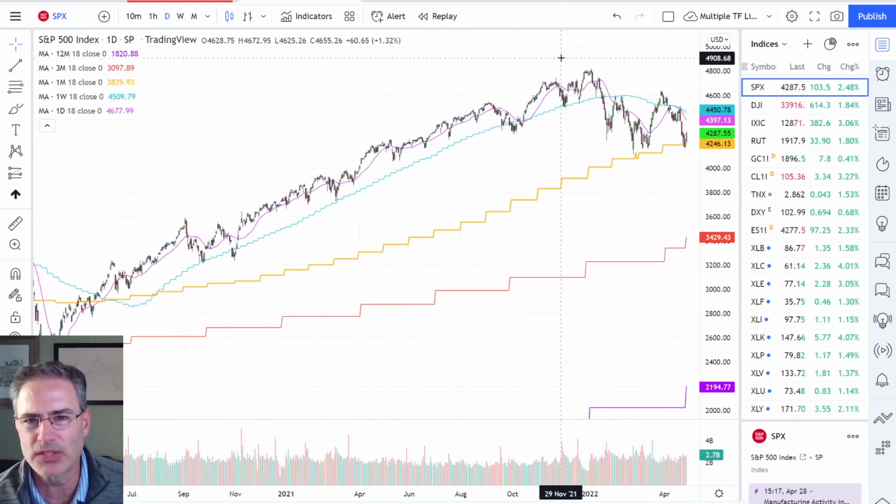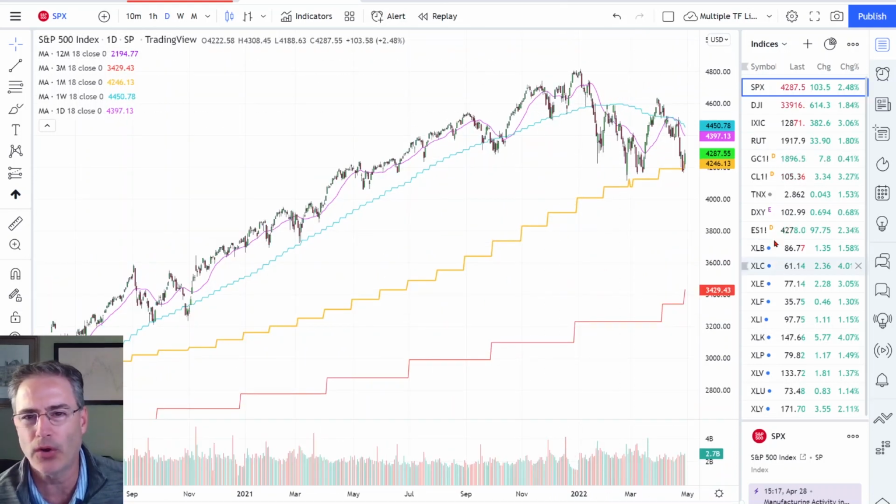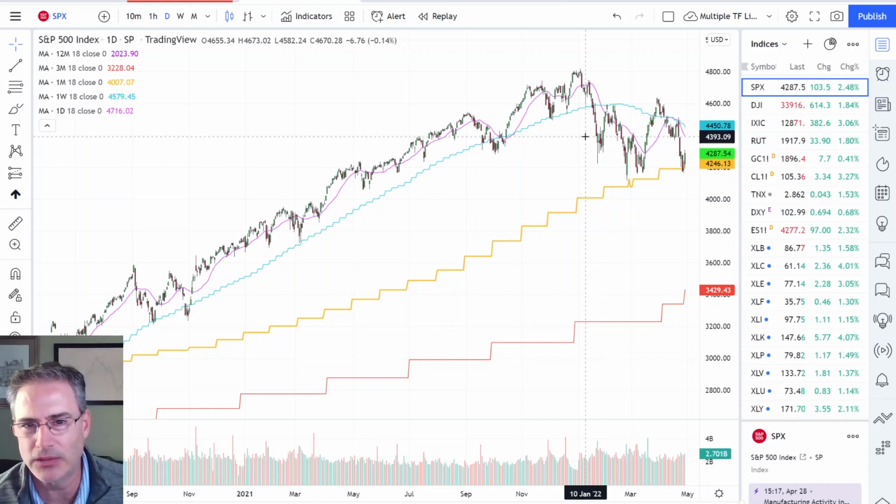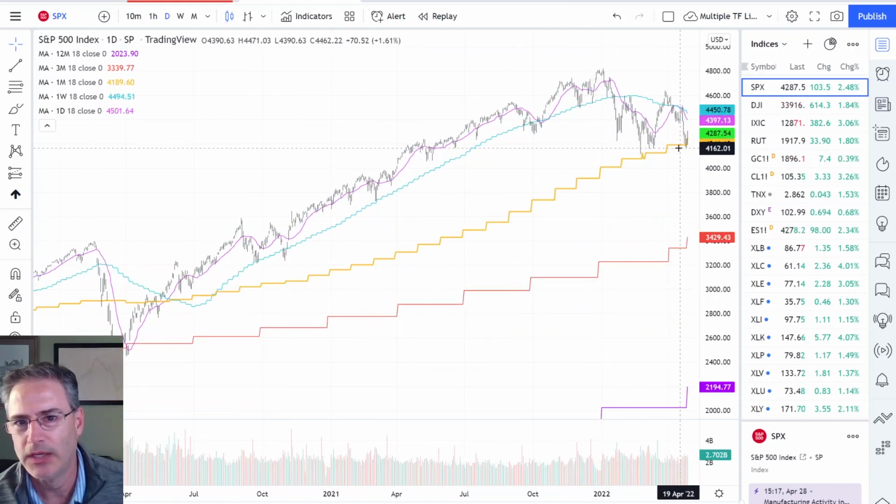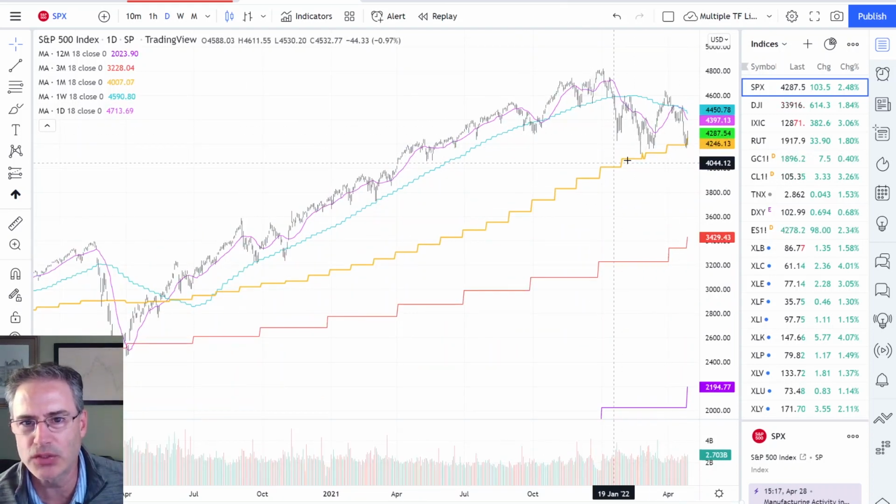But in terms of a sustainable reversal and something that could be very, very dangerous to your personal and 401k accounts and your retirement type stuff, it's this line starting to flatten out and rolling over. That's the thing we want to be really, really concerned with.